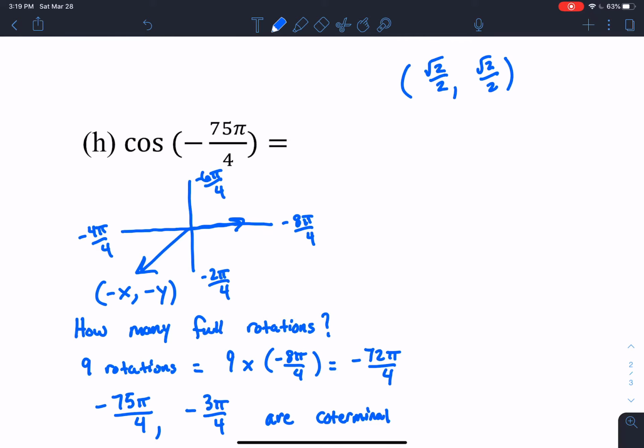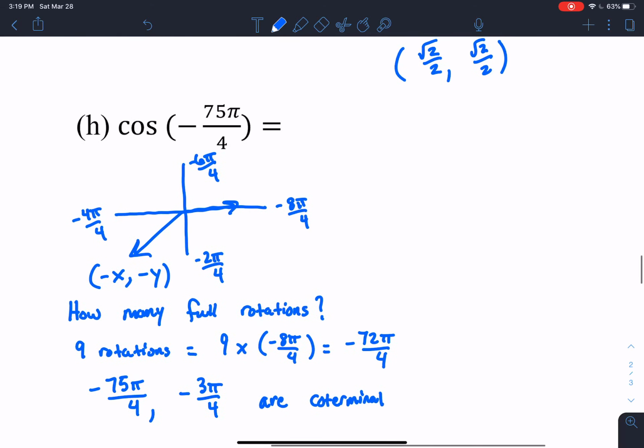So if I'm doing cosine of -3 pi over 4, -3 pi over 4 and -75 pi over 4 are coterminal, so they're going to give me the same answer. I just have to look at my coordinate, using the x term, and make sure that it's negative. So you have negative root 2 over 2.